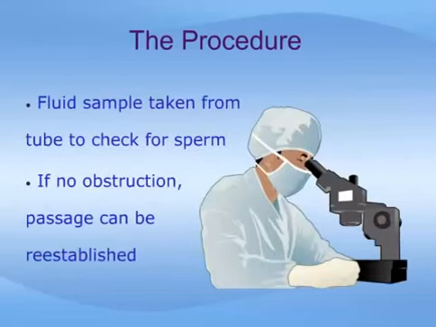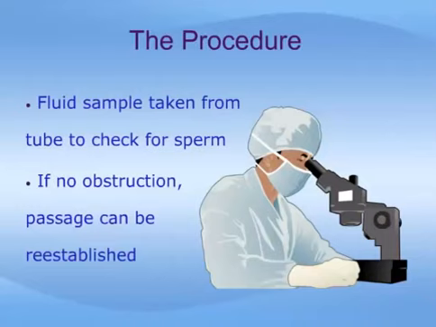Patency is further confirmed by taking a sample of fluid from the tube and checking for sperm under another microscope. The presence of sperm in the fluid indicates that there is no obstruction between the testicle and the location in the tube where the fluid was taken. Therefore, the passage can be re-established by reconnecting the ends of the vas. This is called a vasovasostomy.